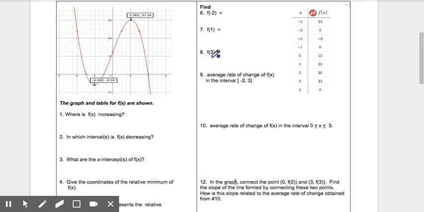Function. So we want to find f of negative 2. F of negative 2 is the value of the function when x is negative 2. So we are going to look for negative 2 on the x column. So negative 2 is right here. And the value of y there is negative 6.